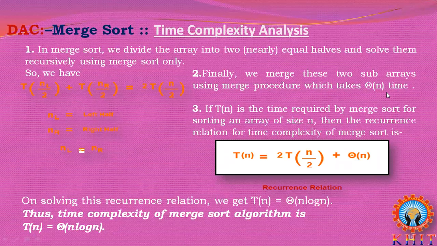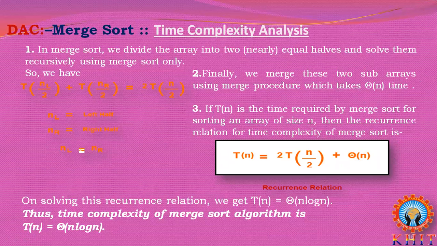Whenever you are planning to merge two subarrays, the time complexity is order of n. So if T of n is the time required by merge sort for sorting an array of size n, then the recurrence relation for the time complexity of merge sort is as follows. So friends, there is a procedure to analyze the time complexity.